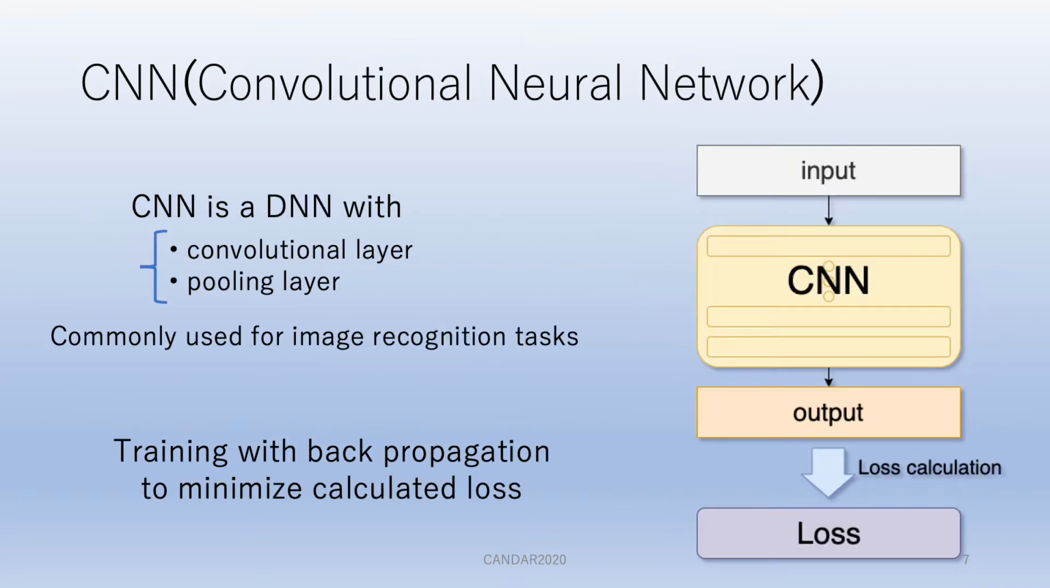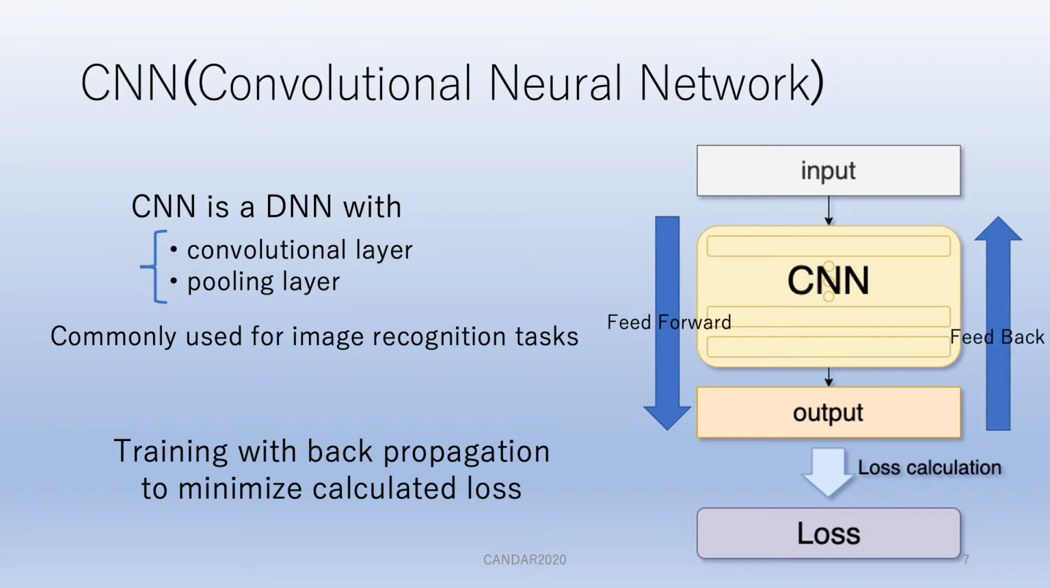Here, I talk about CNN. CNN is an abbreviation for convolutional neural network. CNN is one of the DNN with convolutional layer and pooling layer. Commonly, CNN is used for image recognition tasks. Just like DNN, in forward pass, CNN calculates loss, and in backward pass, CNN trains with backpropagation to minimize the calculated loss.